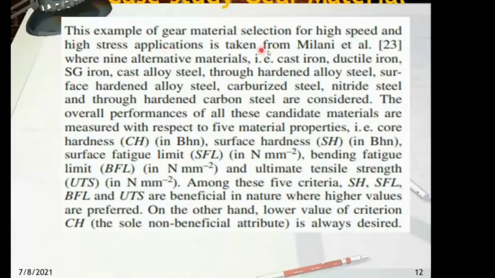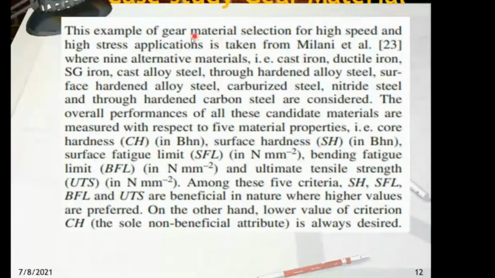This example is a grade for a gear material for high speed and high stress applications. So it is rotated at high speed and high stresses are developed in the material. And this I have taken from one reference where 9 alternative materials are available. So this gear material is going for high speed and high stress applications. So these were the practical applications of this gear, right?